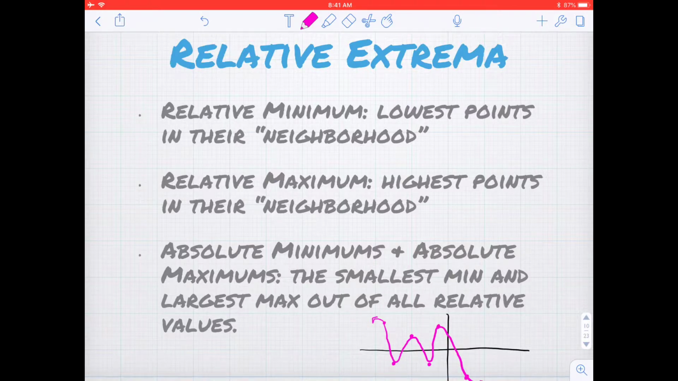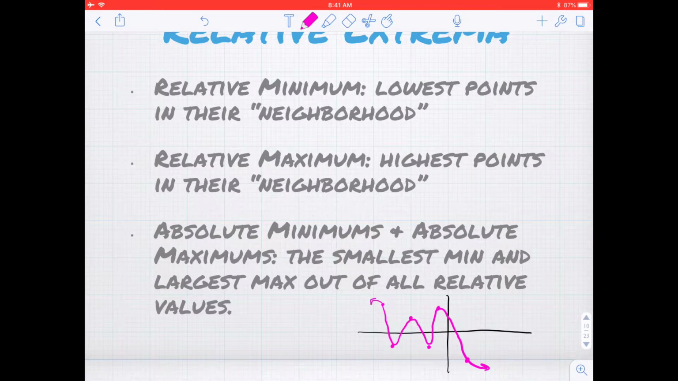So I'm thinking about a neighborhood on a graph, and I'm going in certain portions of that graph, and I'm saying, is there something that appears to be a relative minimum in this neighborhood of the graph? That means that I can have multiple values that are listed down as a relative minimum or a relative maximum.